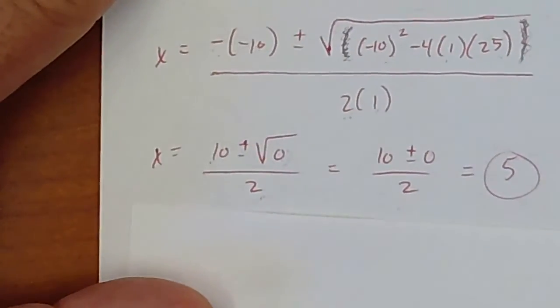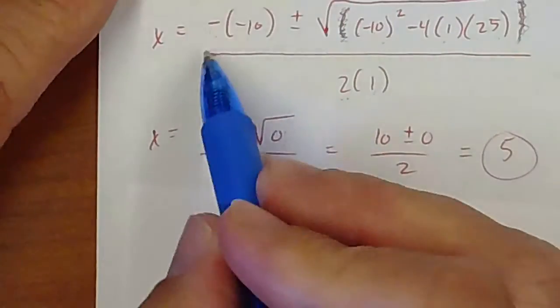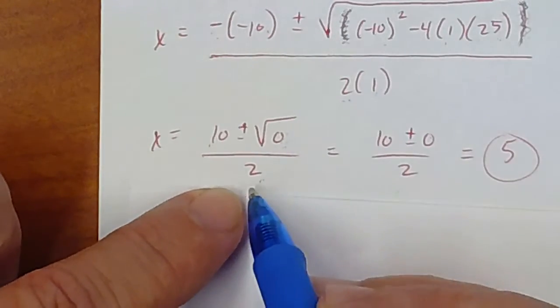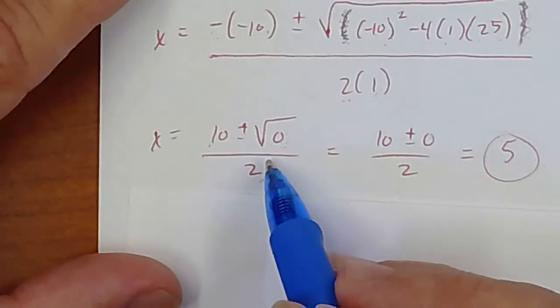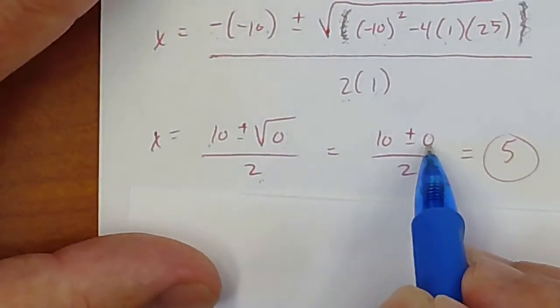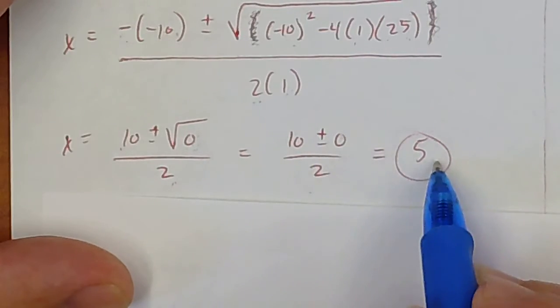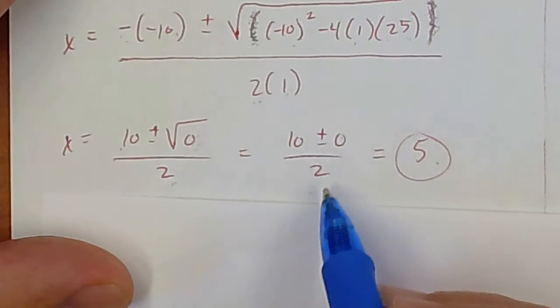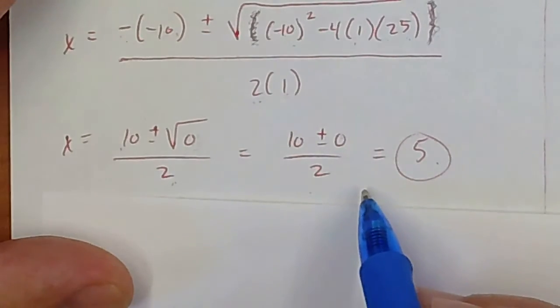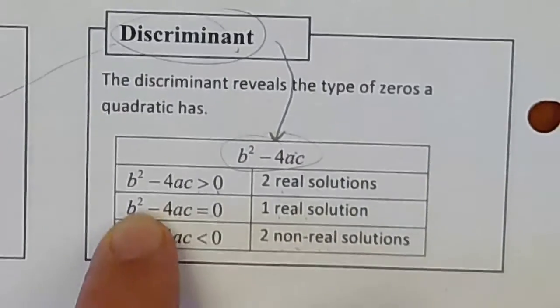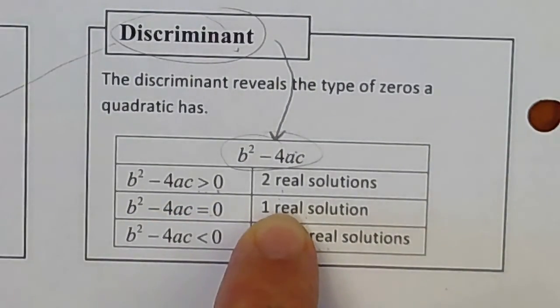All right, so like I said, looks big, intimidating, but once you clean up the negative b, we got 10. This is 0, and obviously the 2 times a is 2 down here. So I got 0. Square root of 0 is 0. So I do 10 plus 0, I get 10 divided by 2. And 10 minus 0 is 10 divided by 2. Okay, so scenario 2 happened, where the discriminant was equal to 0, and I get one real solution. Okay, and that's all we have. It's just 5.